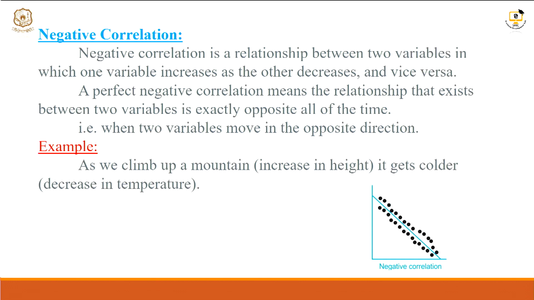The next one is negative correlation. Negative correlation is a relationship between two variables in which, when one variable increases, the other decreases, and if one variable decreases, the other increases. That is, the two variables move in the opposite direction, then it is said to be negative correlation. A perfect negative correlation means the relationship between the two variables is exactly opposite all the time. Example, as we climb up a mountain, there is an increase in height, it gets cold, there is a decrease in temperature.